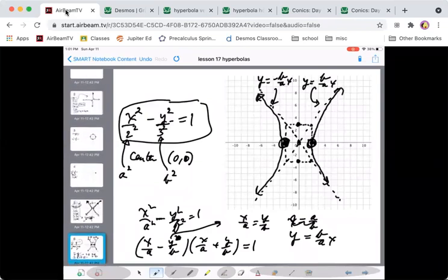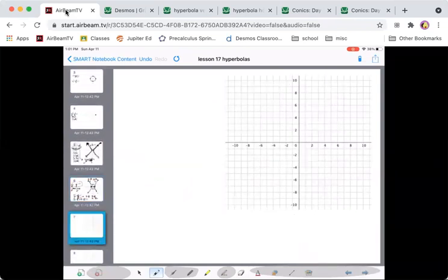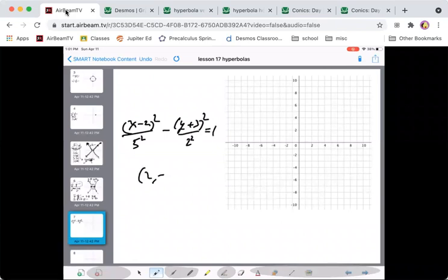Okay, now hyperbolas don't have to be centered at 0, 0. So you could have something like x minus 2 squared over, let's just say 5 squared, minus y plus 3 squared over 2 squared equals 1. And that's the same idea, except the center now is 2 comma negative 3. So we graph that first. Then we go 5 to the left, 5 to the right.